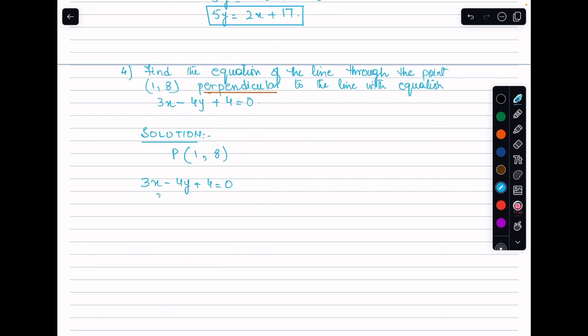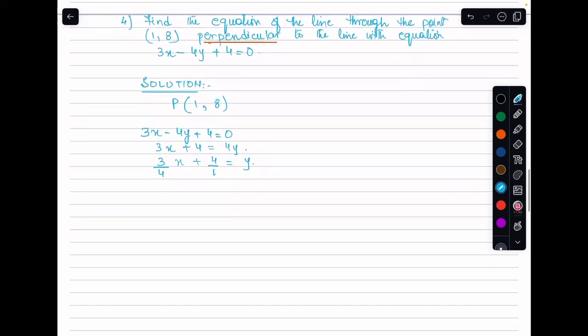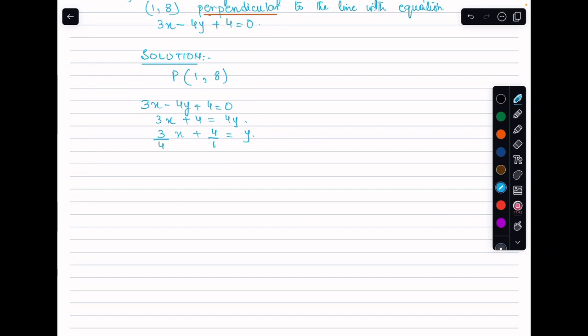So rearranging this equation in the form y equals mx plus c, I can say it's 3 by 4 x plus 4 by 4, which is a 1, and this is equal to y. I've just taken the 4 to the other side and simplified it, so that the gradient value here is 3 by 4. So the gradient value for the perpendicular line is 3 by 4.